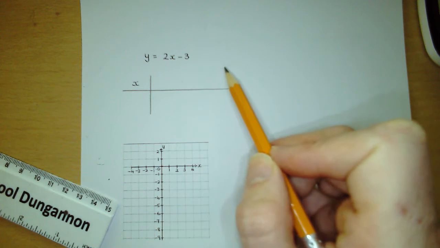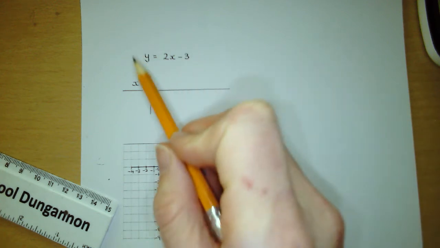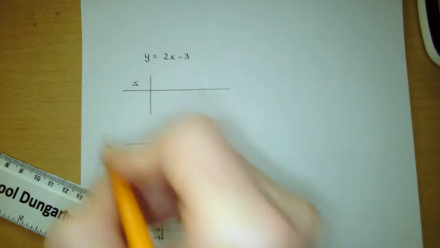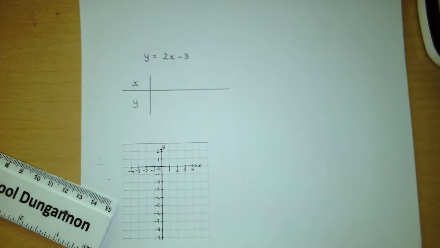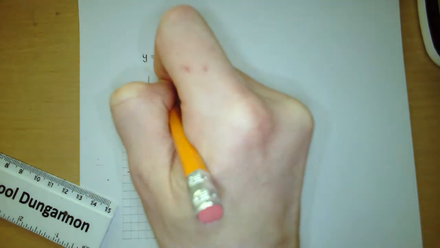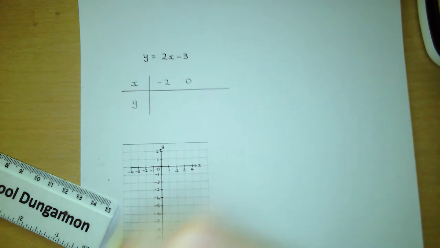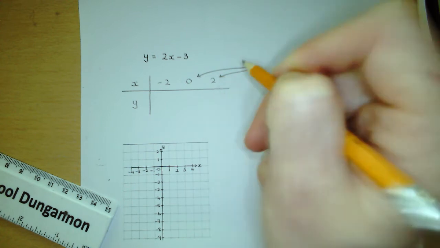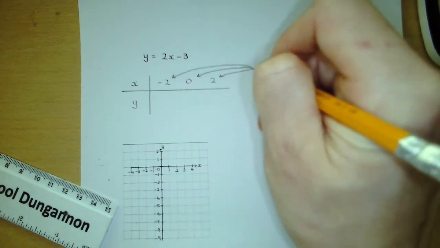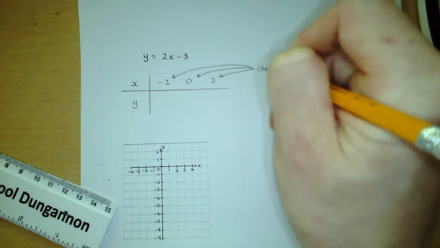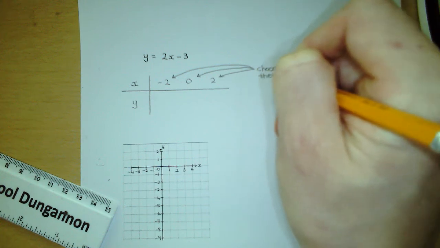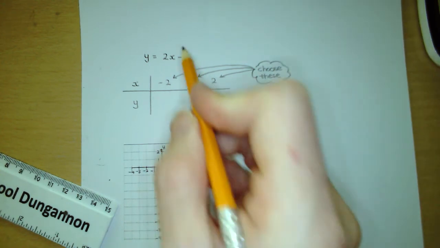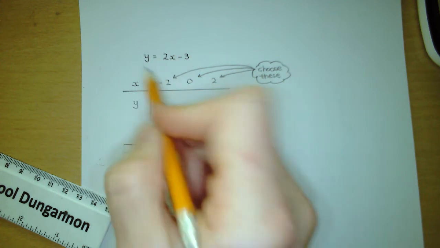Once we've chosen those 3 x values, we're going to sub them into the linear equation here, and we're going to work out what the corresponding y values are. So the second row are going to be our y values. So let's go for -2, 0, and 2. So we have chosen those. So what we're going to do now is we're going to sub each of these x values into the equation here that the straight line represents.